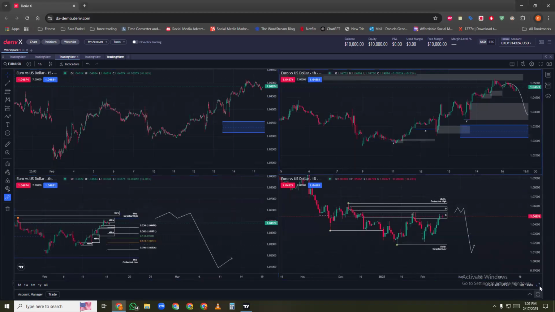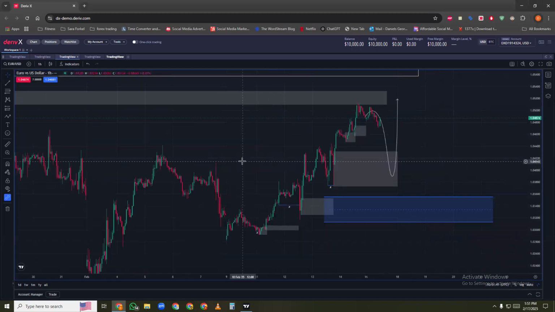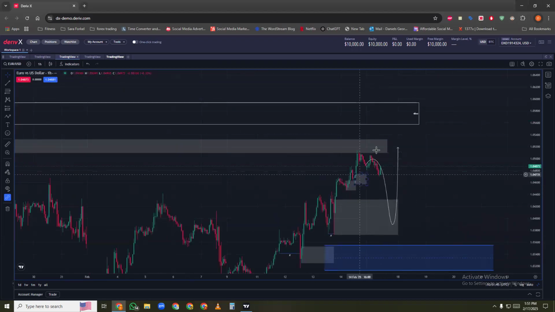So going into 1 hour, again, 1 hour is just to refine, and this is what we have. Price has already tapped into that. And then, of course, you can see the interaction that we are having between the supply and the demand. Price tapped into the supply zone, and then came into the demand zone, and you can see the reaction that we are getting from that demand zone. So right now we are kind of stuck in between the two.